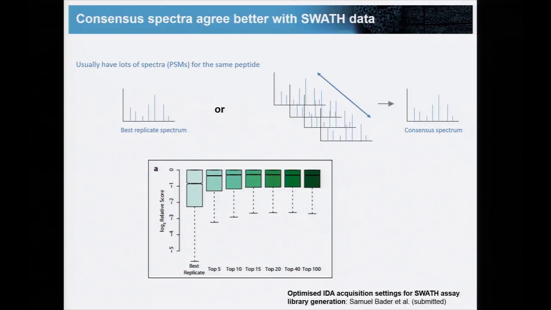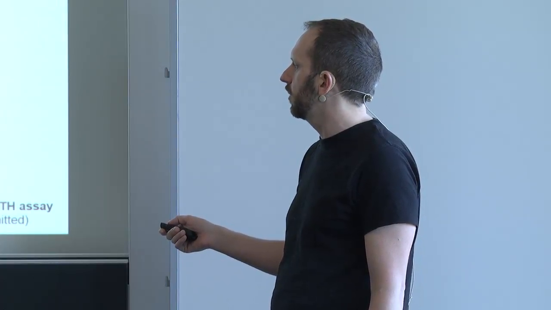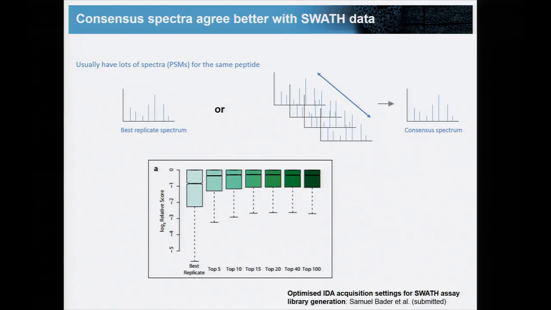And essentially what he sees is that the best replicate, so 5 spectra is better than the best replicate, and 10 is slightly better, but then it kind of saturates. So if you have 5 or 10, then it's worth putting these in a consensus, but it's probably not worth having 100. And this is also what I mentioned earlier on. It may be beneficial to have multiple instances of the same spectrum.